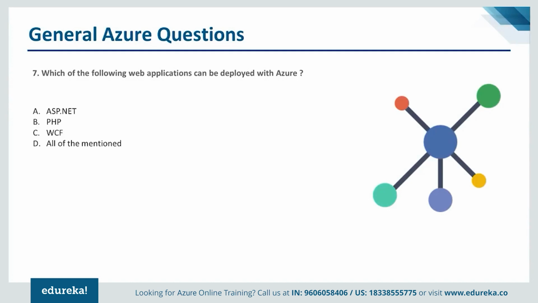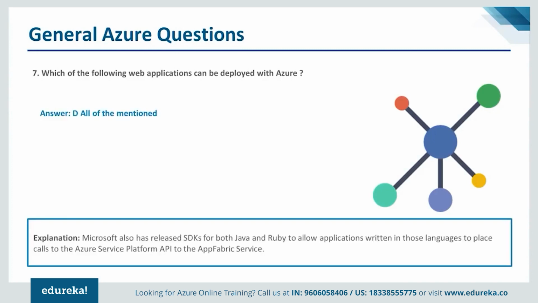So to answer that, you can deploy it either in IaaS or in PaaS, right? You can, of course, deploy ASP.NET, you can deploy PHP, you can deploy WCF. So the answer is all of the above. But it's very important for you to understand that if there is an application on Java, that may have a few problems when you deploy it on Azure, right?